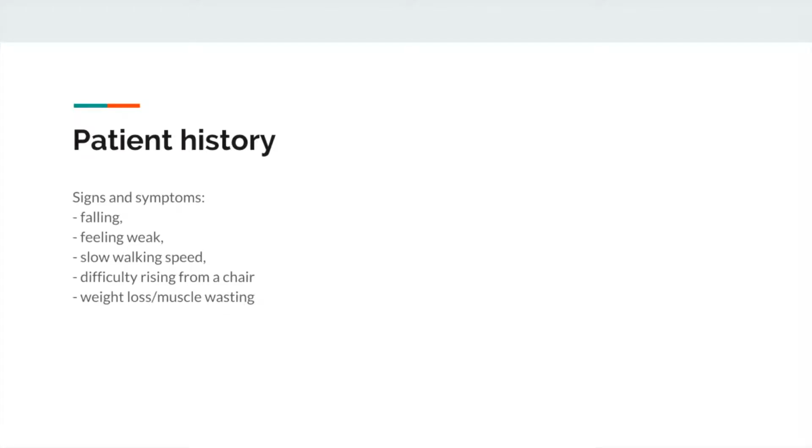During the patient history, the patient can report signs and symptoms of sarcopenia, such as falling, feeling weak, slow walking speed, difficulty rising from a chair, or weight loss, muscle wasting. If any of these occur, further testing for sarcopenia is required.